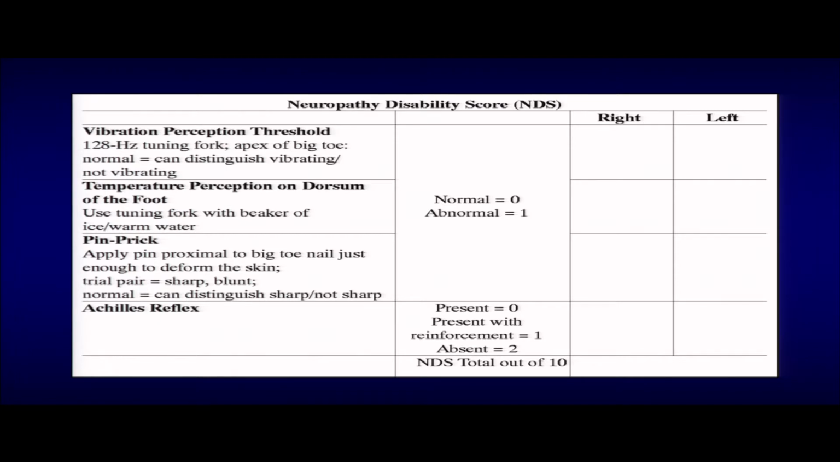Then use a blunt or a sharp object and apply that pin proximal to the big toe nail, just enough to deform the skin. If you can't feel, you get 1, 1. So supposing a person has got 1, 2, 3, 4, 5, 6. Now for the tendon reflex, if we can't feel it, it's 2, 2, okay? 2, 2. So that makes it 10.